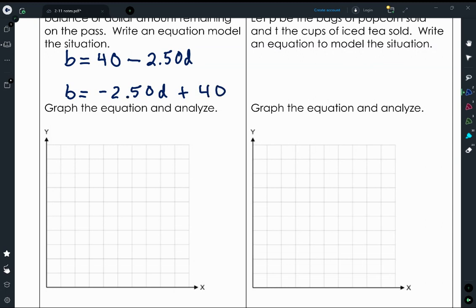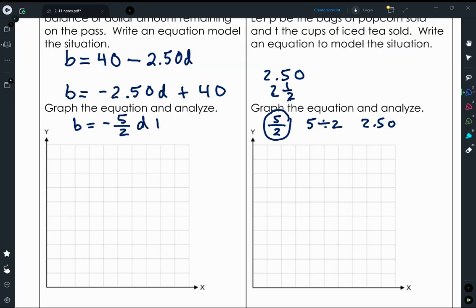And I might even take it a step further and say, well, $2.50 is 2 1/2. And if I make that into an improper fraction, 2 times 2 is 4 plus 1 is 5 halves. And if you don't believe me that those are equal, you could go back and you could do 5 divided by 2 on a calculator, and it would give you the 2.50 back. Okay, so those are equivalent. But when I'm working with slopes and I'm counting slopes, this is an easier number to work with. So I'm going to write B is equal to negative 5 halves D plus 40.